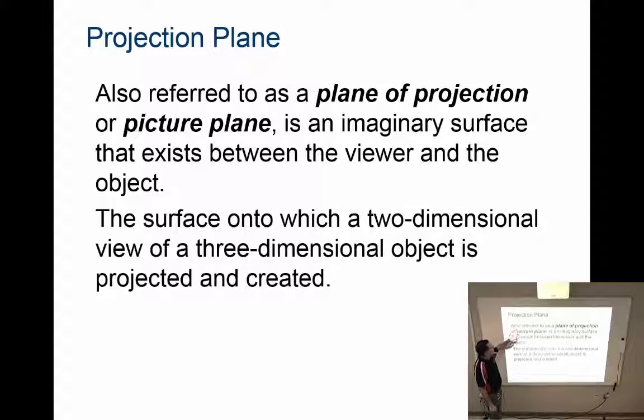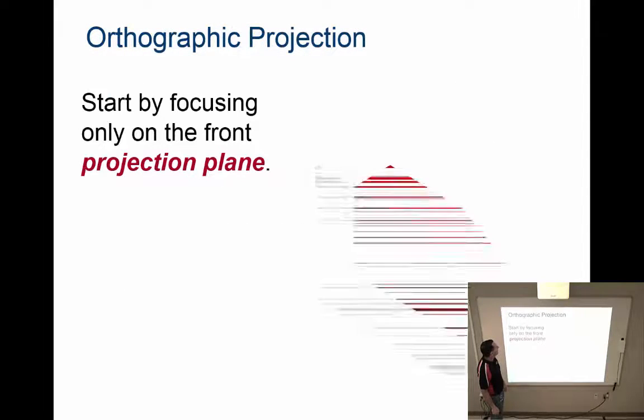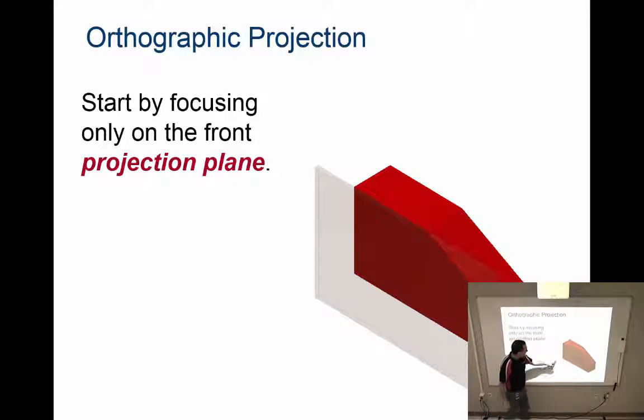So we're going to refer to this as a plane of projection or picture plane. It's the imaginary surface that exists between the view and the object. In our case, it'll be basically the edge of our glass box. And it's the surface onto which a two-dimensional view of a three-dimensional object is projected and created. So the edge of my box then is my projection plane.